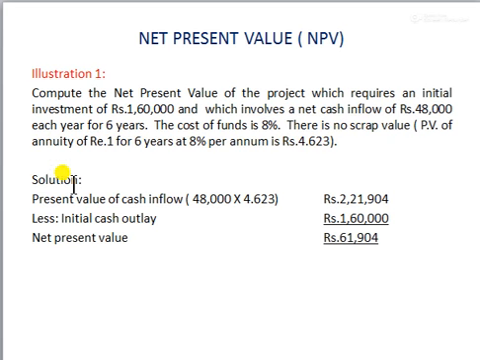The solution here: we multiply the net annual cash inflow with the present value of annuity, the PV factor. So when we multiply the PV factor with net annual cash inflow, we get 2,21,904, from which we deduct the initial cash outlay or initial investment, that is 1,60,000. Finally we get 61,904, that is net present value.